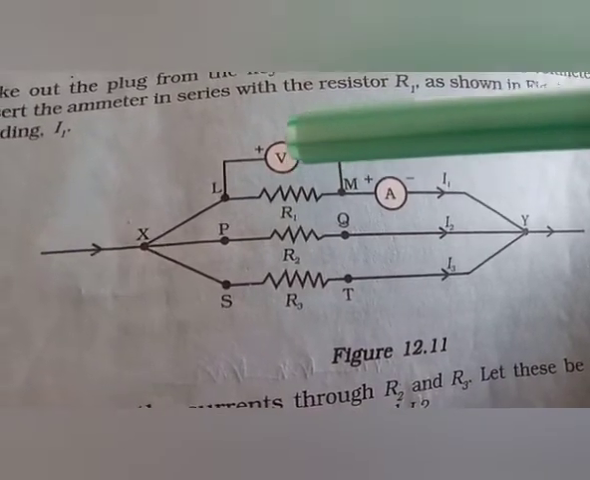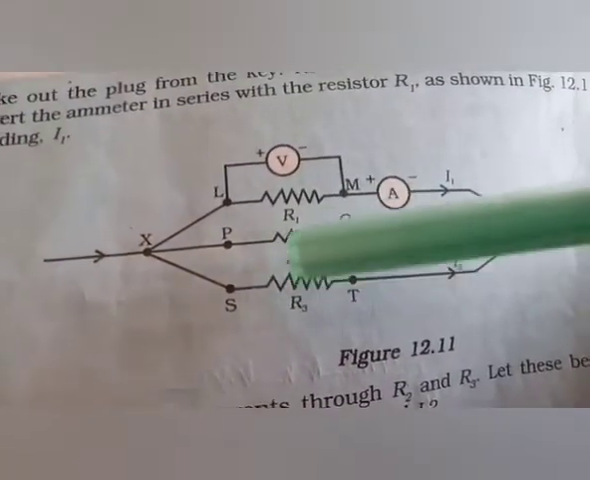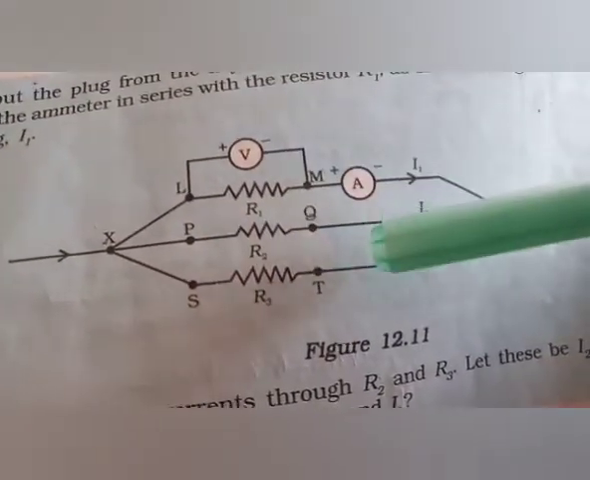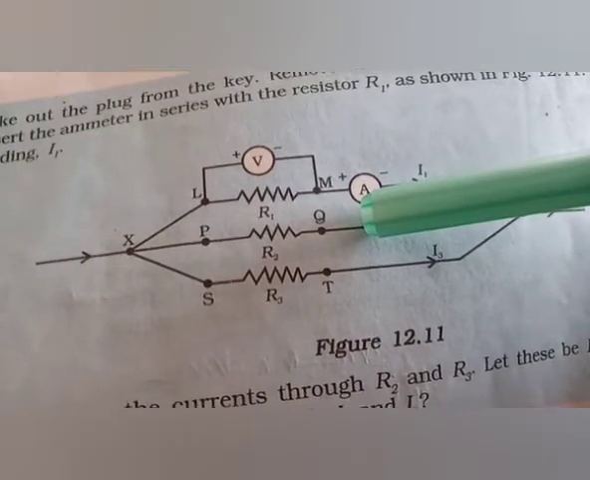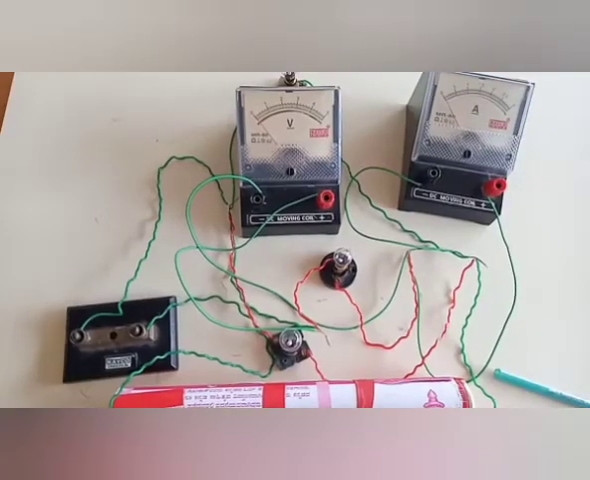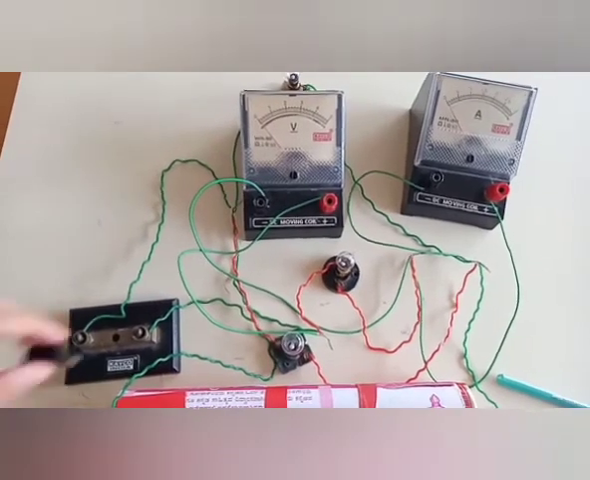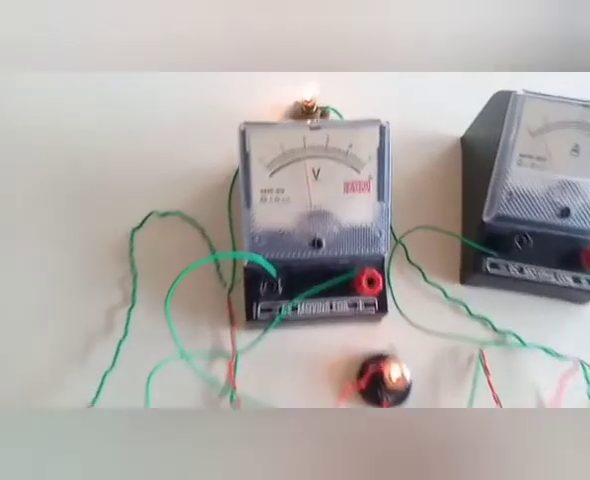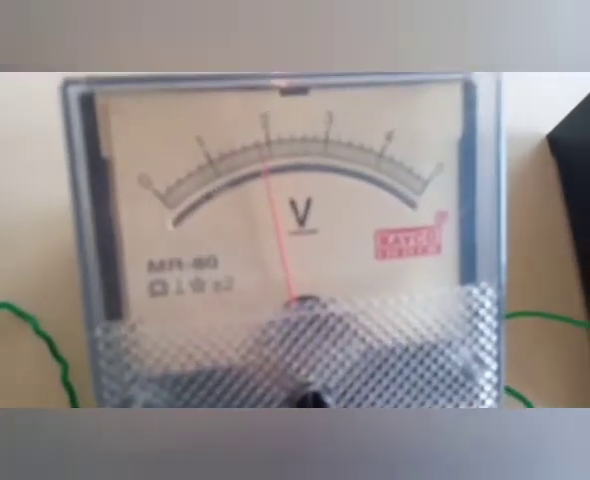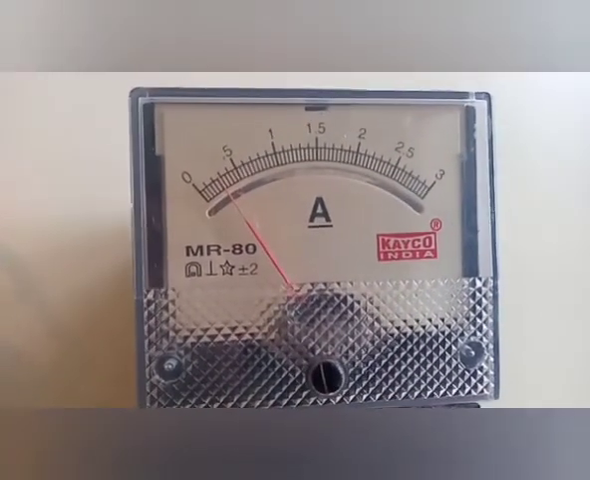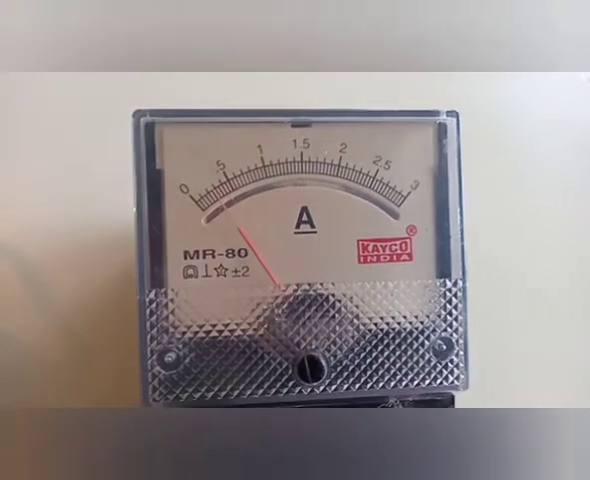Second trial, this voltmeter is connected with this resistor, second resistor, and ammeter is connected here. Look at the reading in the ammeter and the voltmeter. Plug the key. Observe the reading in the voltmeter. It is 1.8 volt. Observe ammeter reading. It is 0.2 ampere.